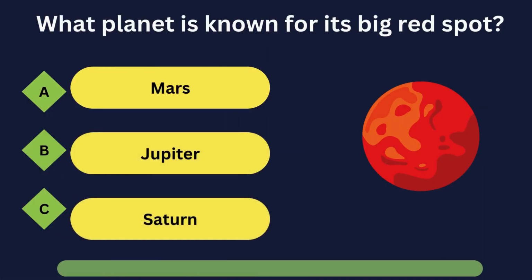What planet is known for its big red spot? A. Mars. B. Jupiter. C. Saturn.